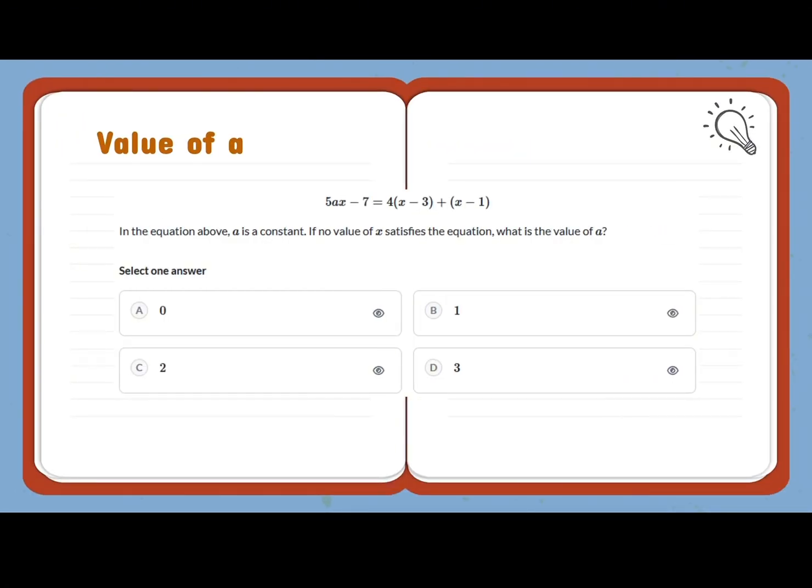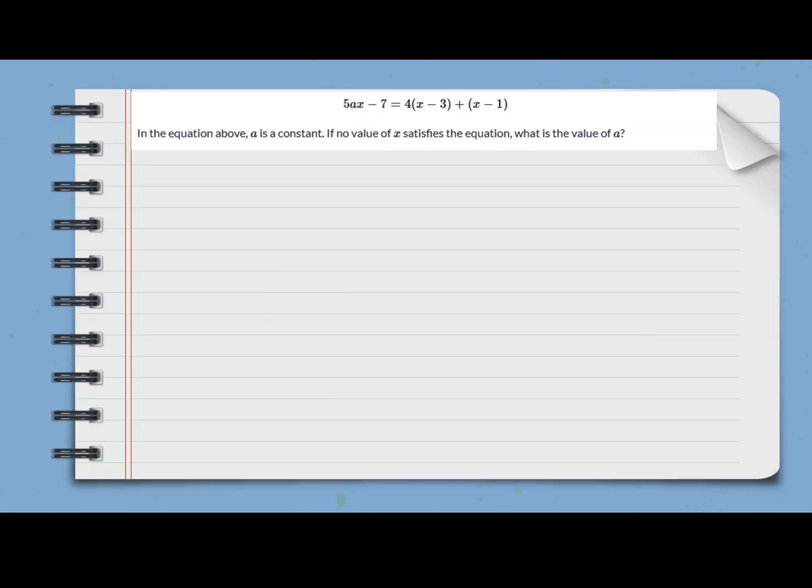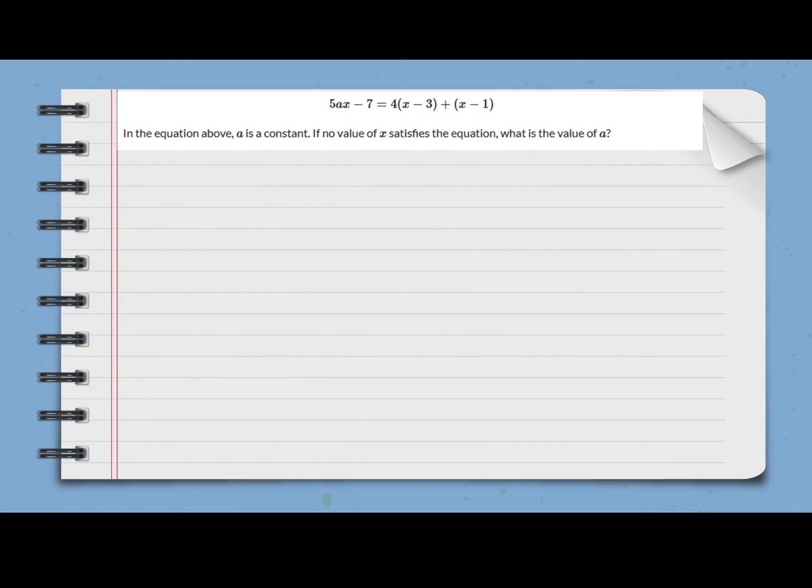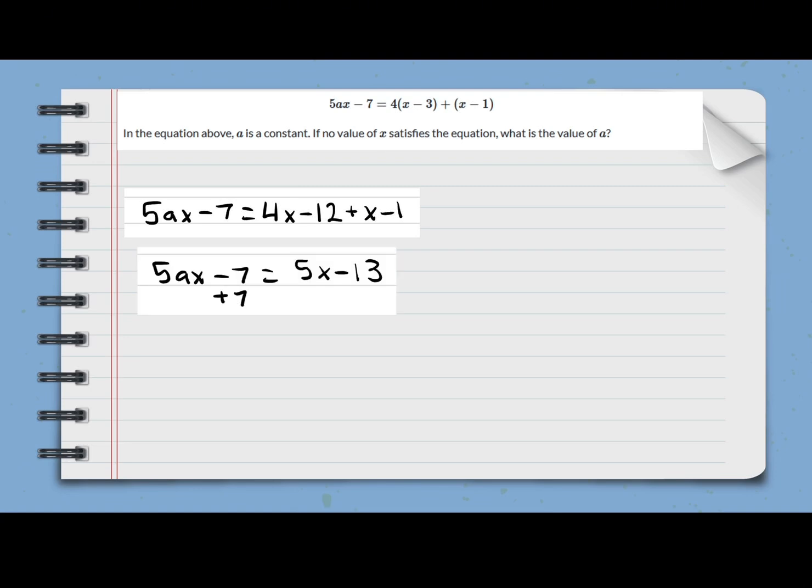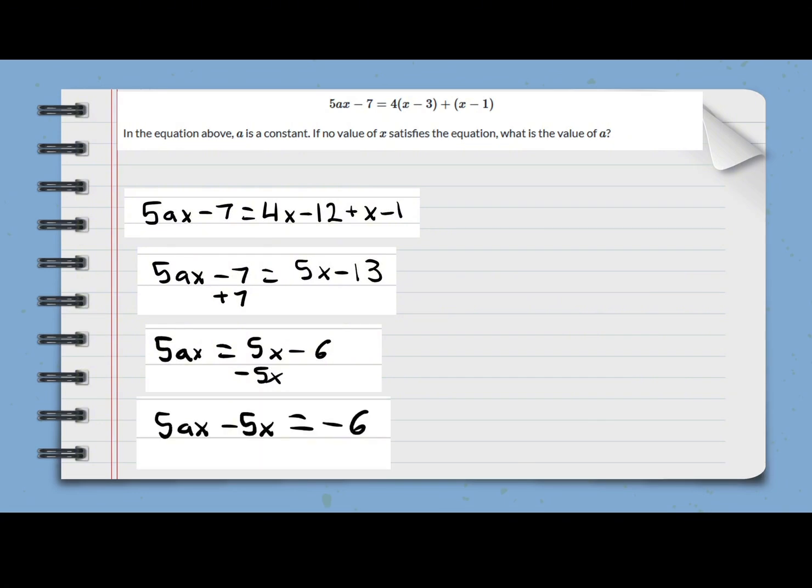Okay, and for this last question, same thing as before. We have no value of x that satisfies this equation, and we have to find a again. So again, we'll distribute our parentheses, and then we'll combine like terms. Here, we'll move that 7 over to the right side. I'm just simplifying it for us like we did before. So we'll end up with 5ax minus 5x equals negative 6. And again, we can just factor out that 5x. You'll end up with a minus 1.